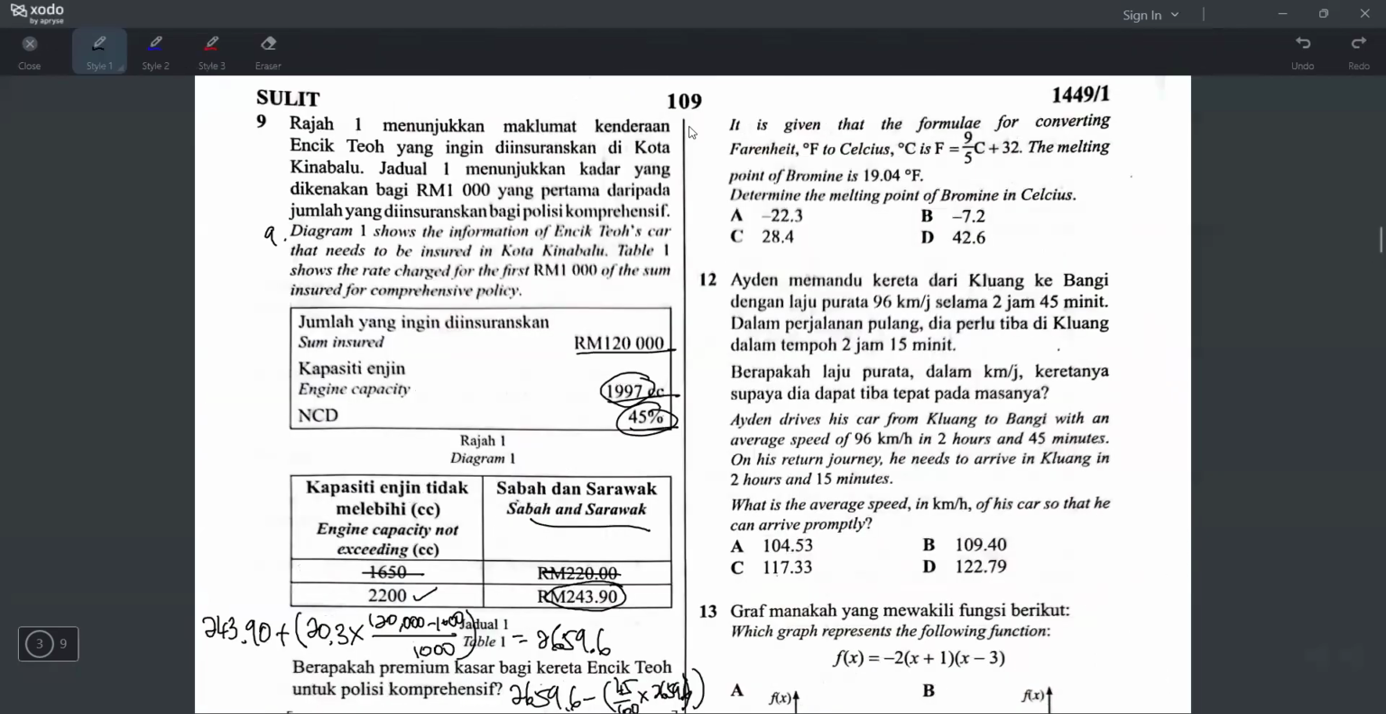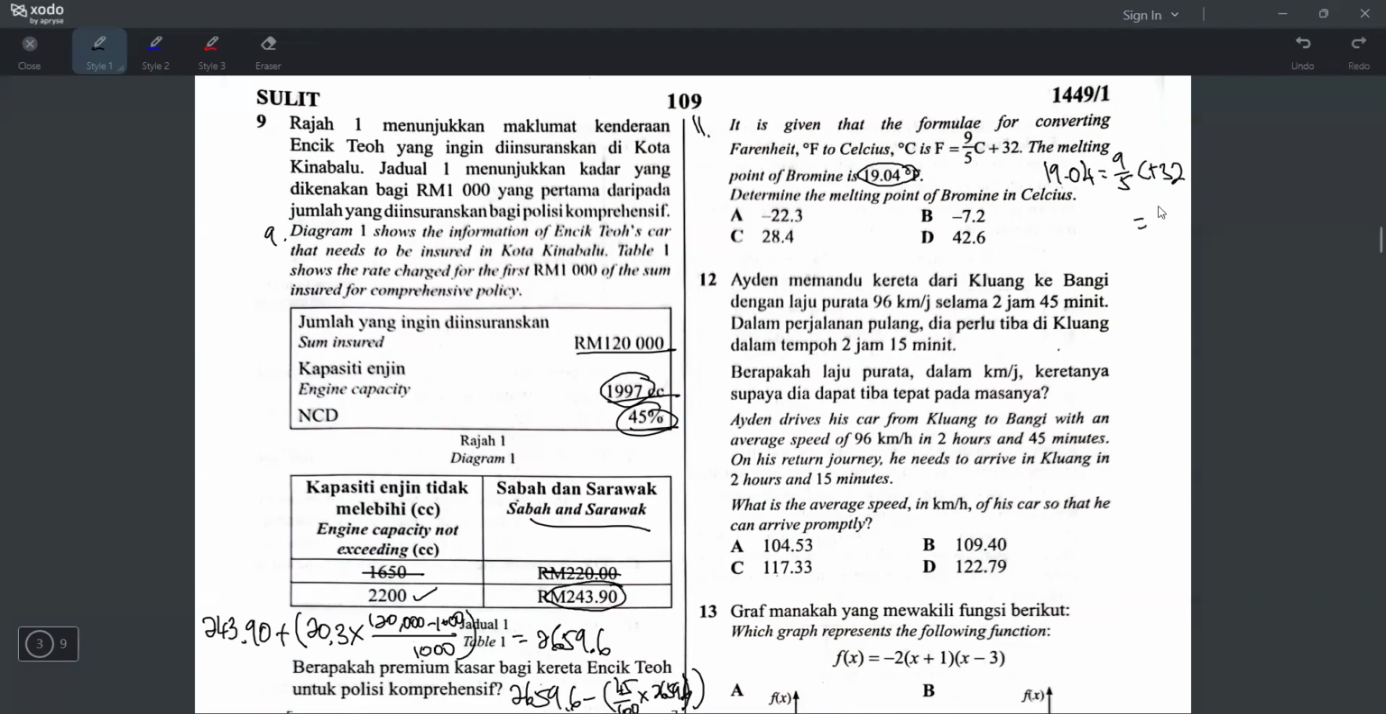Okay, number 11. It is given that the formula for converting Celsius to Fahrenheit is F equals 9/5 C plus 32. The melting point of bromine is 19.04 Fahrenheit. Determine the melting point of bromine in Celsius. So you just use the formula, masuk ini dalam F lah. So it becomes 19.04 equals 9/5 C plus 32.